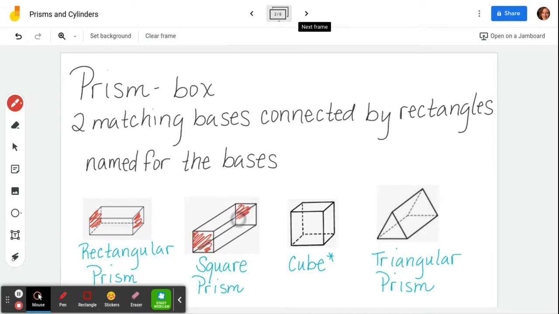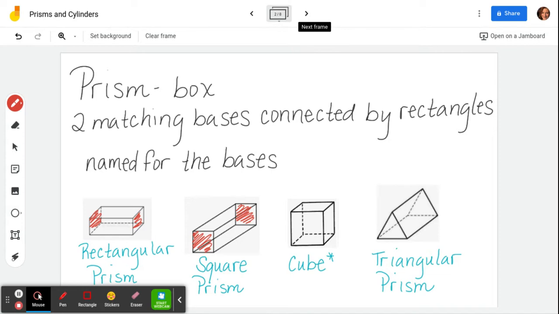So here's our two square bases. And then again, those are connected by four rectangles. If every single face is a square, so you can't tell what the bases are because every side, every edge, everything is identical, then it's called a cube. A cube is a rectangular or square prism, but more specifically, even the rectangles that connect those bases are also equal to the bases. So in a cube, everything is an equal square.